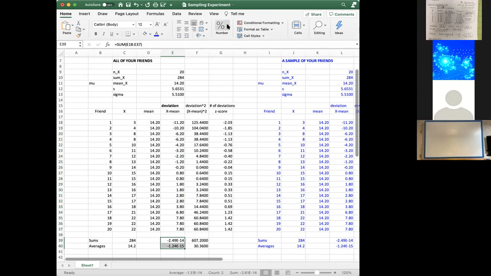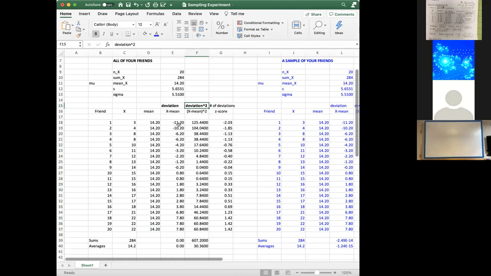I wonder if I could get rid of that scientific notation. Do you see Excel calls that scientific notation? Let's just make it a number. Okay, I should have done that from the start. All the deviations sum to zero, but now let's do the squares of the deviations.